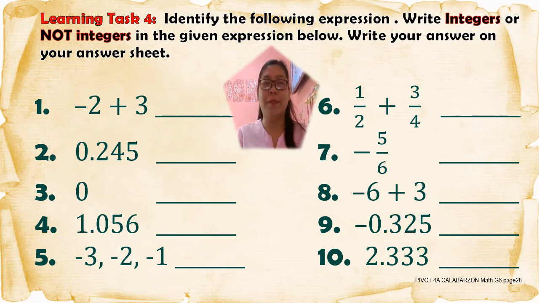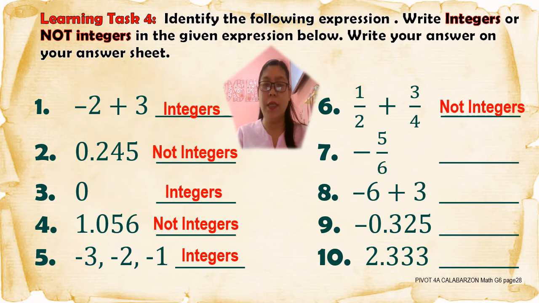Number 1, integers. 2, not integers. 3, integers. 4, not integers. 5, integers.